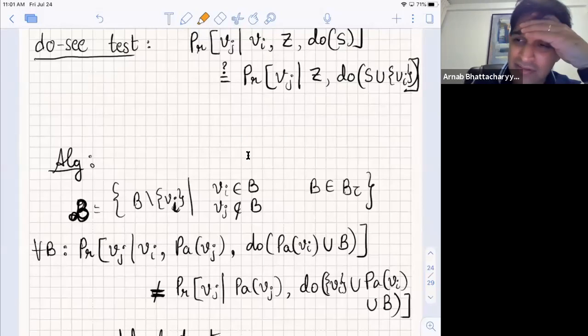Could say something about the linear cost model also. Oh, sure. Okay.